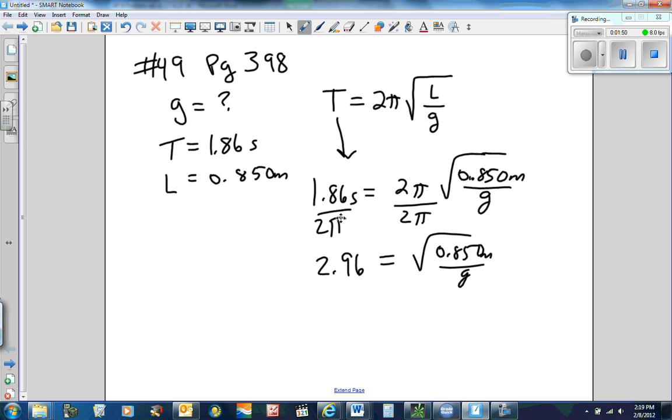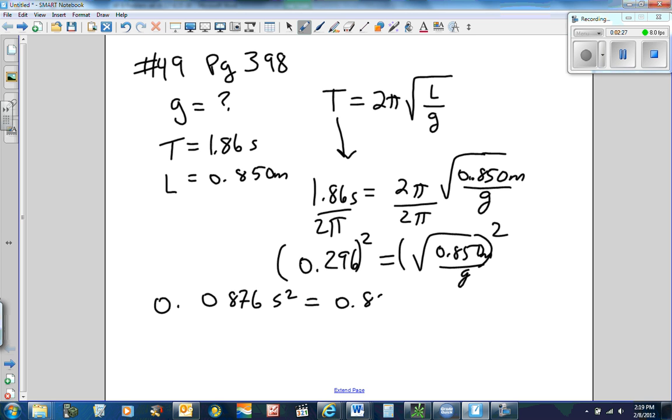Whoops, I just did the wrong thing. Hold on, 1.86 divided by parentheses 2 pi in parentheses. Sorry, I put in the wrong number. It's actually 0.296. There we go. Now I'm going to square both sides. When I do that, I get on the left-hand side 0.0876 seconds squared equals, the radical's gone now, 0.850 meters over g.